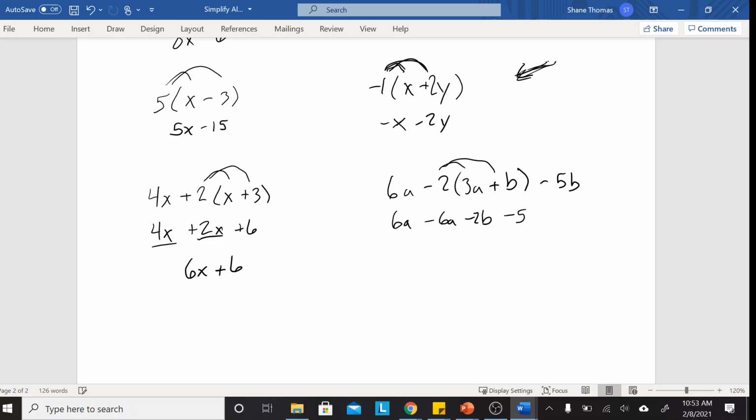And then minus 5b. Now I want to combine like terms. Here and here are like terms. Here and here are like terms. 6a minus 6a is going to be 0, so those are gone. And then negative 2b and negative 5b are going to be negative 7b when I combine those.